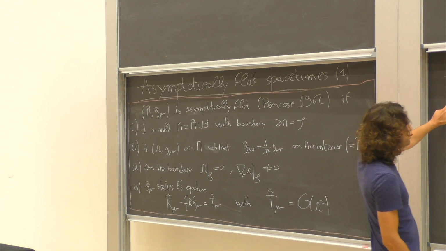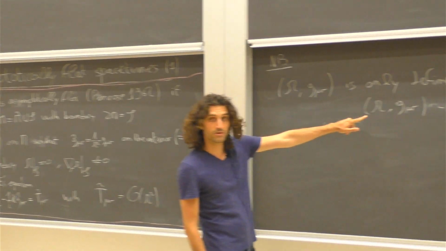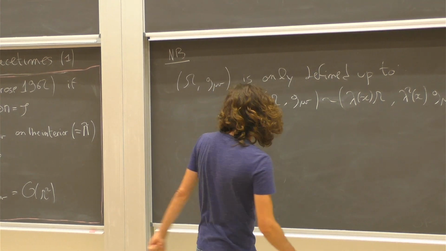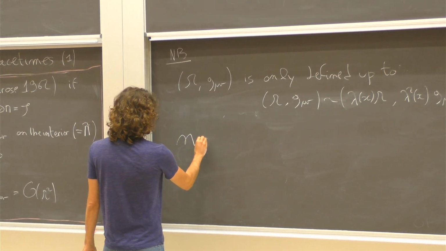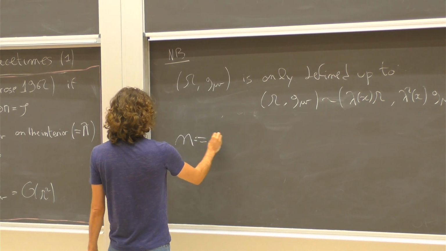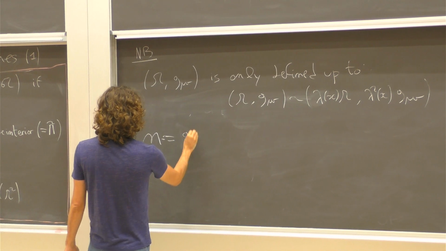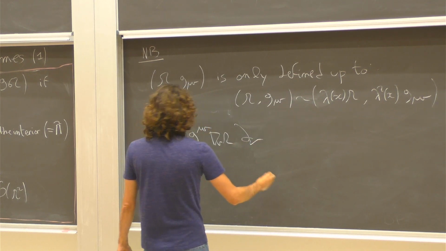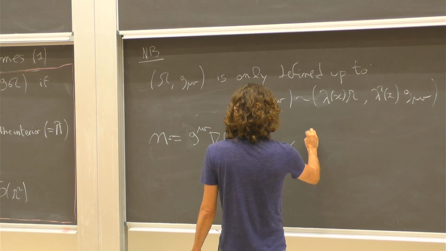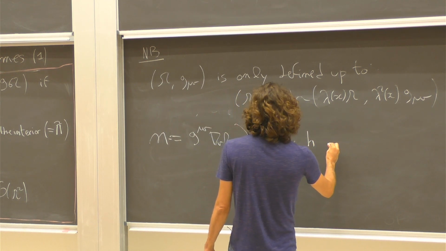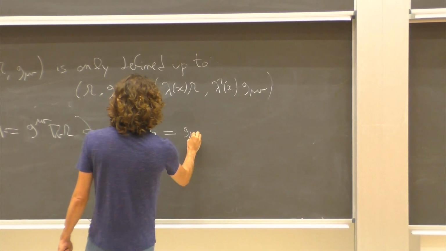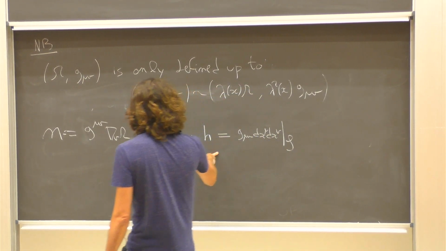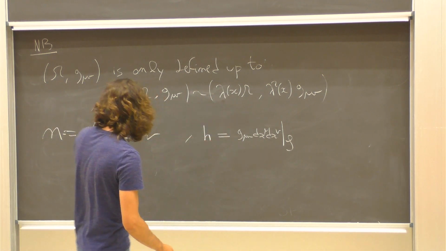Okay, so something you should keep in mind when you see this definition is that there is nothing unique about the scalar field and the metric. They are really defined, this is a conformal compactification, so they are defined up to rescaling. So in particular, the normal at the boundary, which is this g^{μν}∂_νΩ, and also the metric at the boundary, which I'm going to call h, this is the restriction of the metric at the boundary. Those are also defined up to multiplication like this. Well, let me write this.